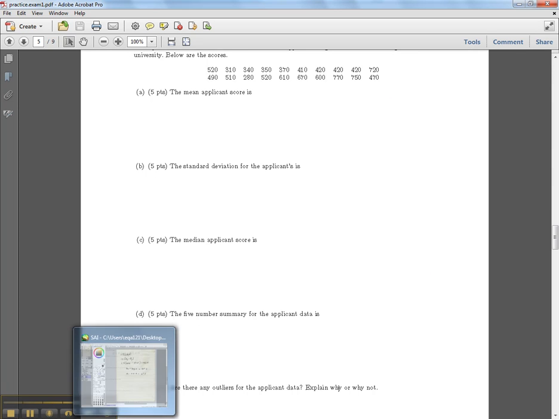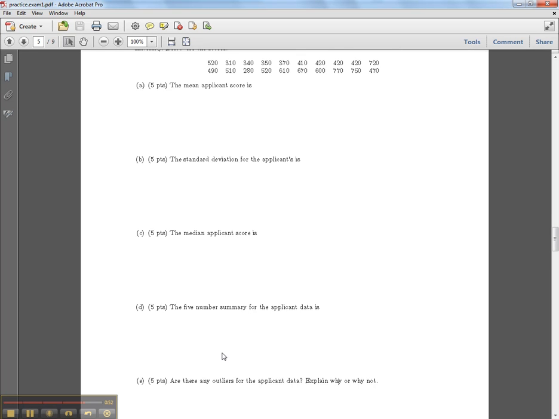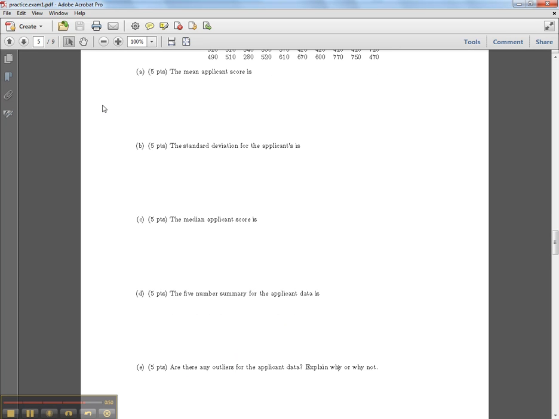You do it by solving for the 1.5 times IQR rule, finding the two numbers that they exceed or are below to figure out if they're outliers or not. I think it's really straightforward. There's nothing tricky about this question. Just make sure that you do show this part for letter E. Otherwise, you won't get full credit. All right. If you just say no and don't explain, that is not full credit.